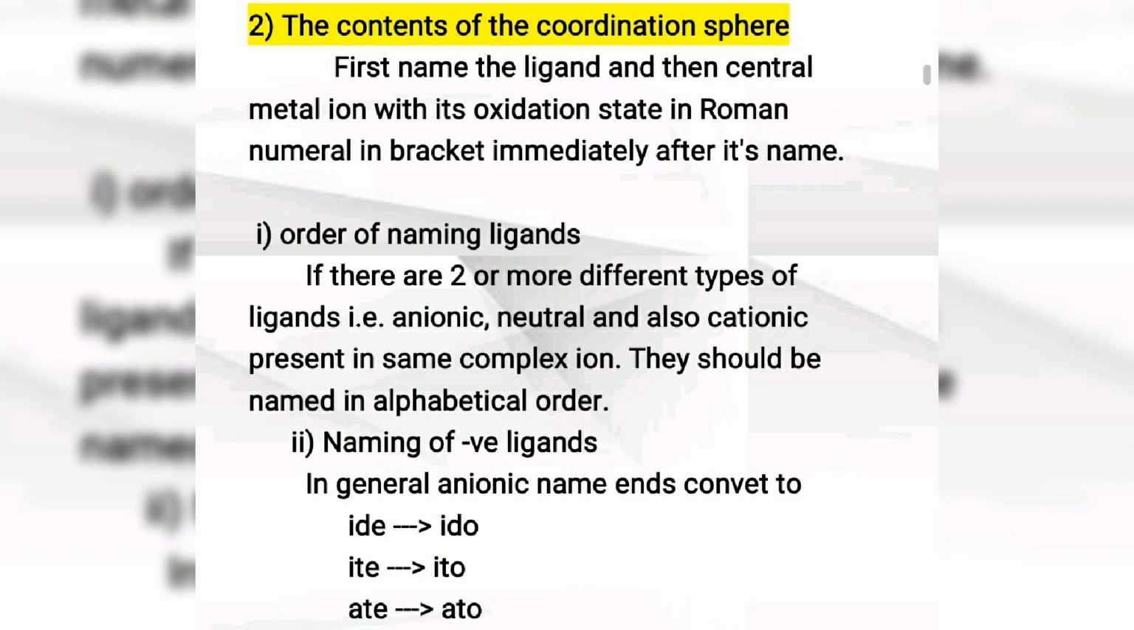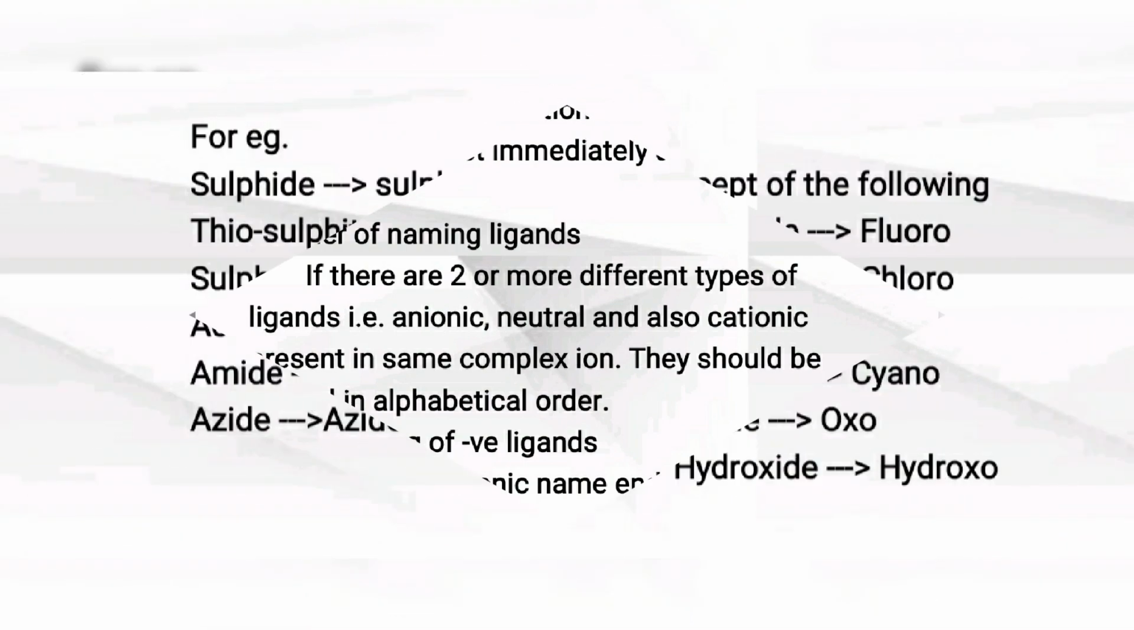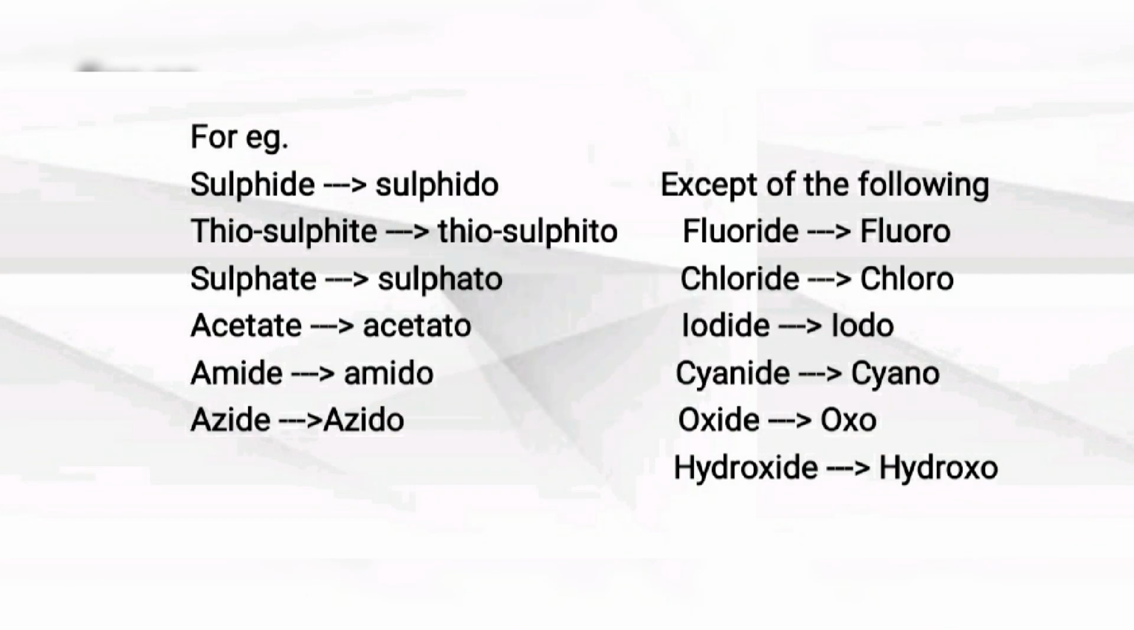Now how to write negative ligands? Generally some anions end with -ide, -ite, or -ate. They should be converted: -ide to -ido, -ite to -ito, and -ate to -ato. Some examples are given here. Sulfide has the ending -ide, so it converts to -ido: sulfide becomes sulfido. Thiosulfite becomes thiosulfito. Sulfate becomes sulfato. Acetate becomes acetato. Amide becomes amido. Azide becomes azido, according to the rule.